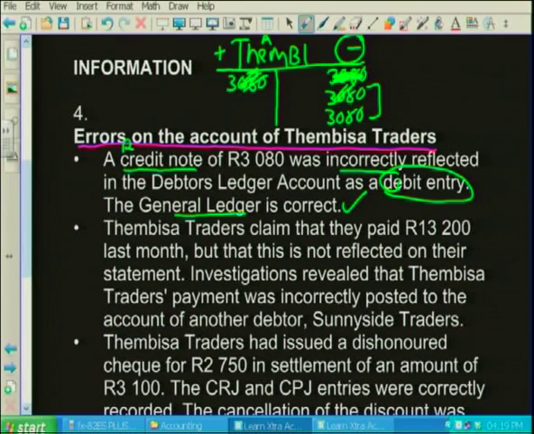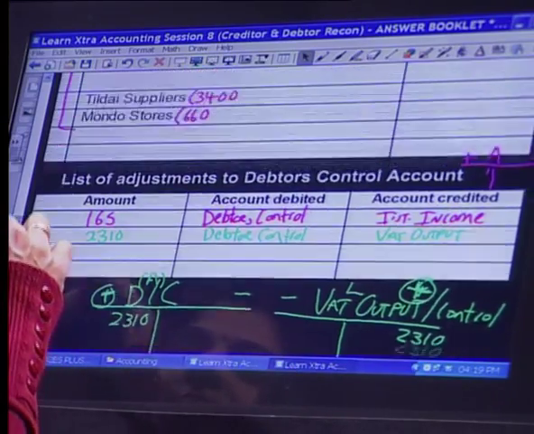Okay, you guys understand this? I know you've come across this a few times in the classroom, in your exams, but remember people, these are errors that you're going to find in your exams. So we obviously credited Tembisa twice with that amount of 3,080. So let's now do that on our answer sheet.